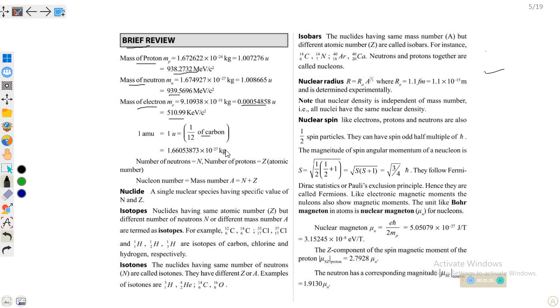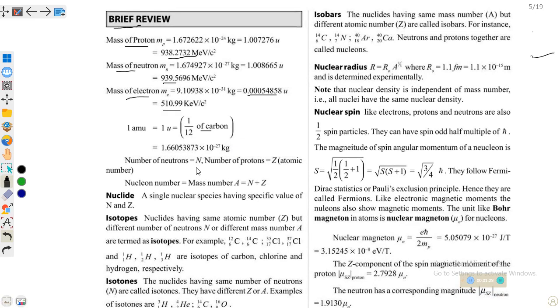Usually the number of neutrons is represented by N, and the number of protons is represented by Z, which is known as the atomic number, and the nucleon number, or mass number, is just the sum of neutrons plus protons.